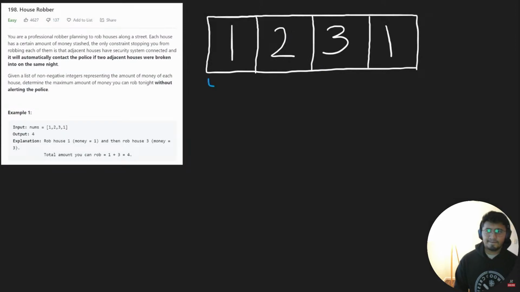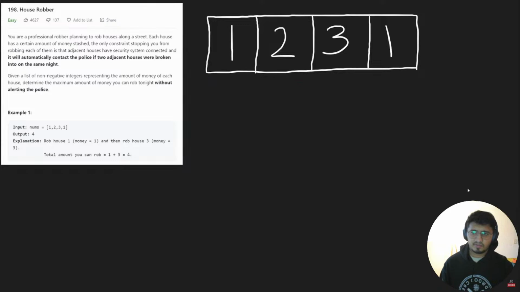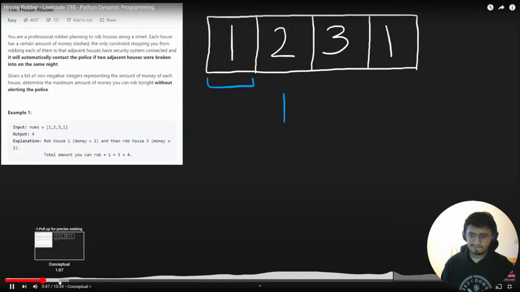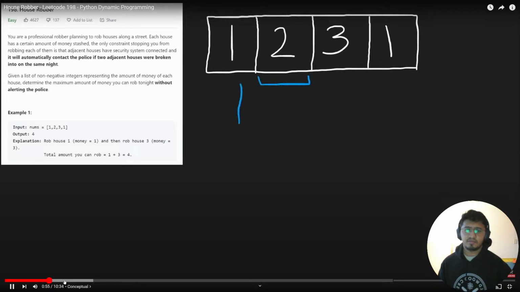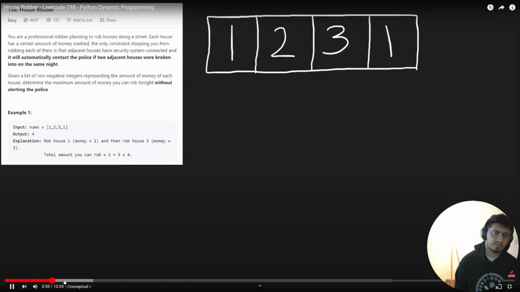So why not just rob all of them, right? Nope, there's a restriction. We can't rob two houses that are adjacent to each other. So we can rob this house, but then we can't rob this house, right? So we have to rob this one next, maybe, right? On the other hand, if we rob this one, we can't rob this one and we can't rob this one. It has two neighbors. This might sound really difficult, right?